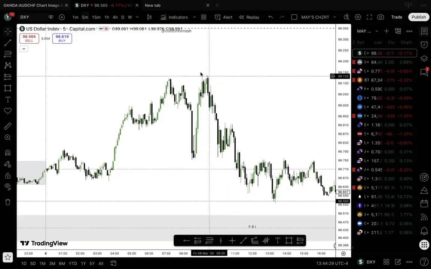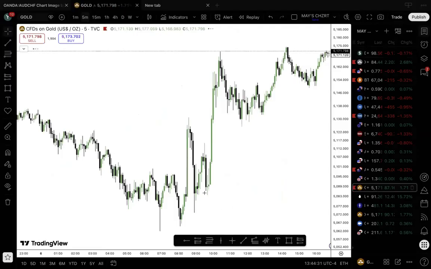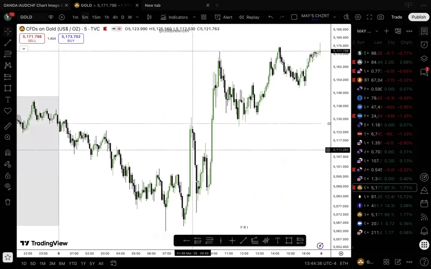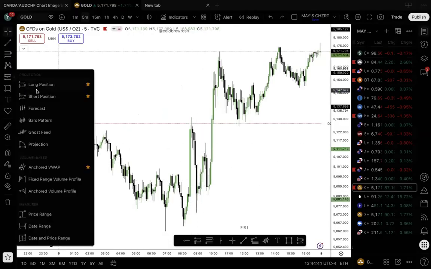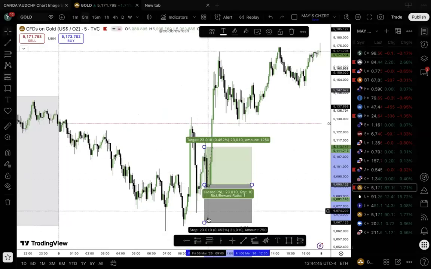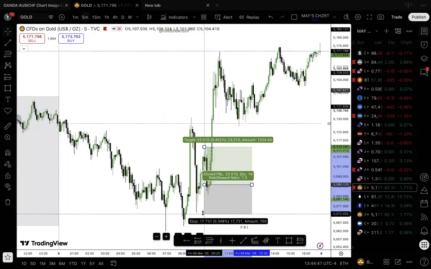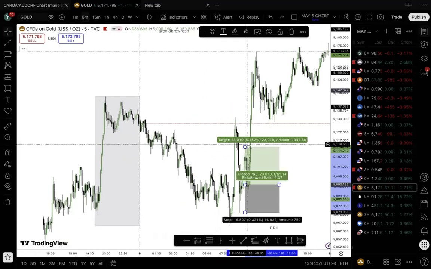So DXY up here, gold where? Gold was down here, and it was a very beautiful trade. We had a breaking market structure. Price moved down into discount, and then I was buying down here at this OB after price rallied and came back inside of here. My stop loss was at old lows, and I was expecting Asia's high.